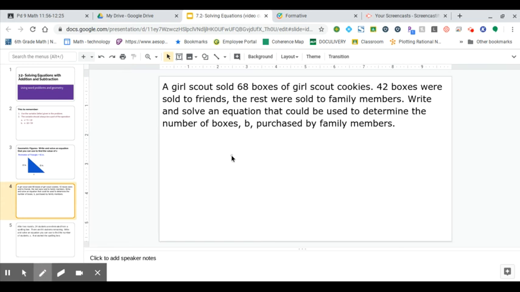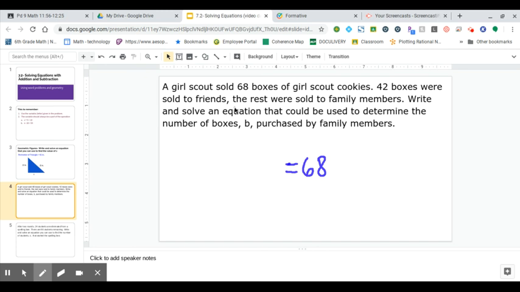The next problem we're going to look at is a word problem that says, a Girl Scout sold 68 boxes of Girl Scout cookies. 42 boxes were sold to friends, the rest were sold to family members. Write and solve an equation that could be used to determine the number of boxes B purchased by family members. So we need to start out by first writing the equation and then solving it. So we know that she sold a total of 68 boxes. So that total is going to be alone on one side.